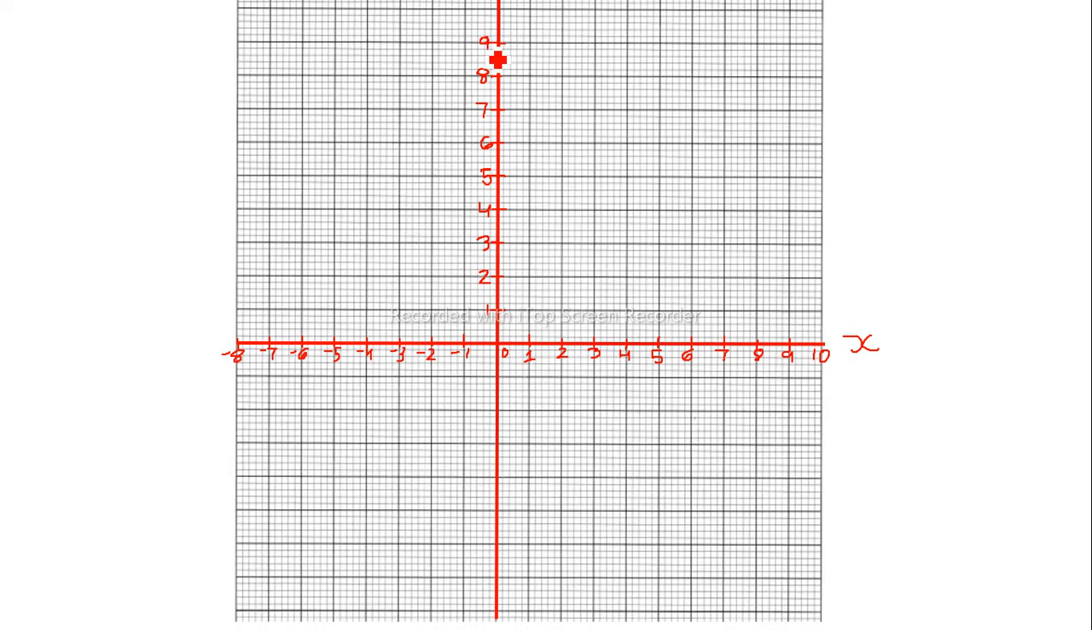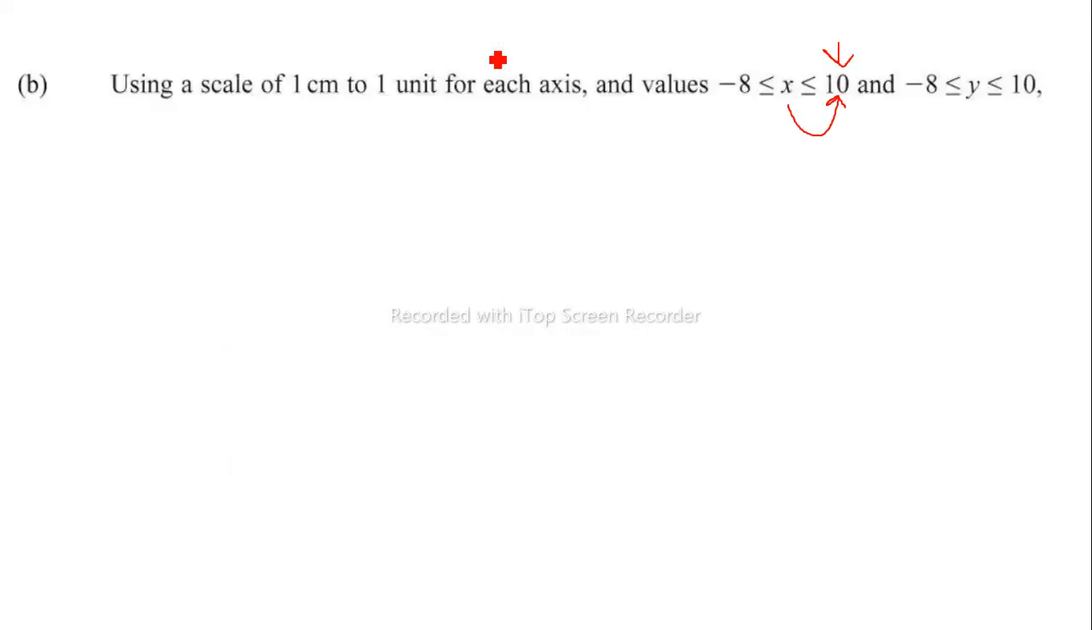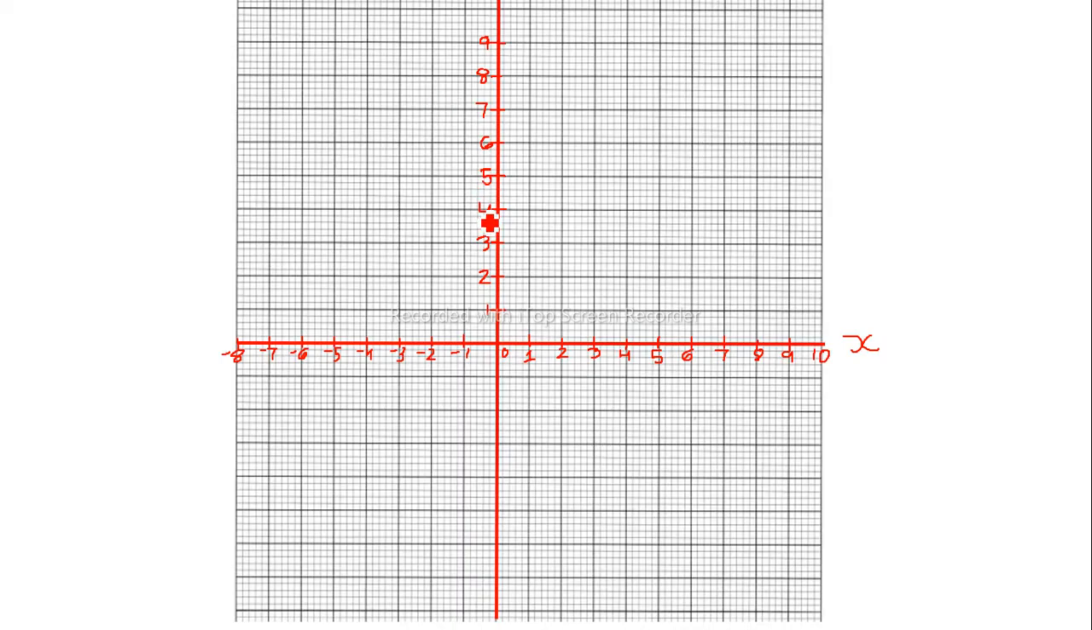And this is... Wait. Let's see. Oh, it's a good thing. They say 1 centimeter to 1 unit. So that means that each box is going to be 1 unit. So that's good for us. One block is 1 centimeter. 1 unit is 1 centimeter. So we are good. It's going to be 10.